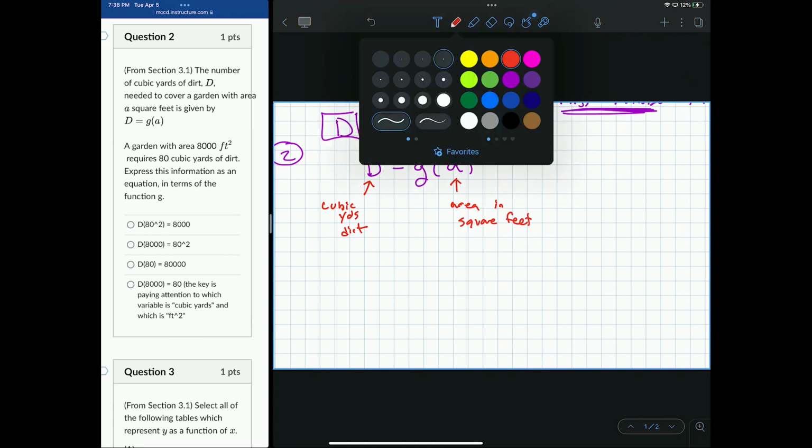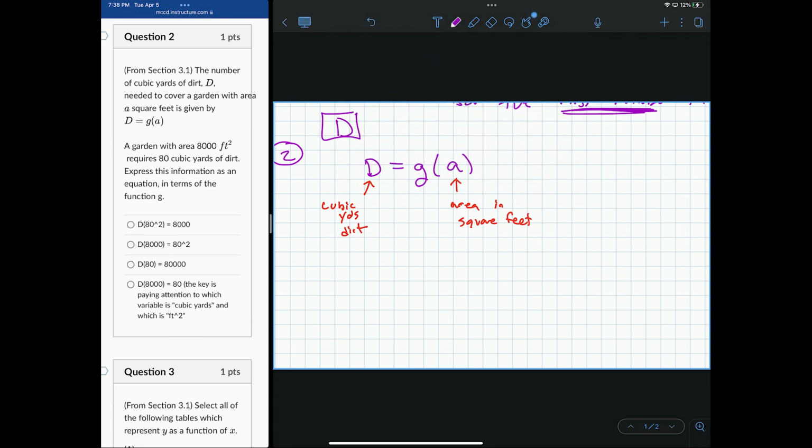of this problem, and then we see it says a garden with the area 800 says area equals 8,000 feet squared, and then it says requires 80 cubic yards of dirt, 80 cubic yards.